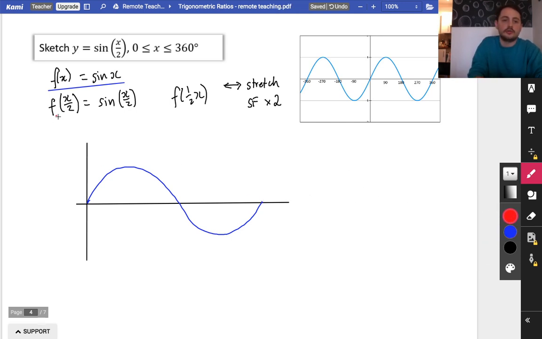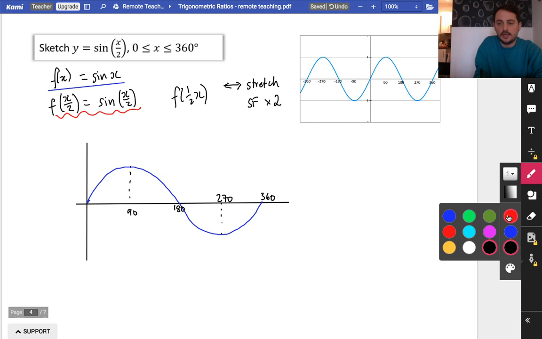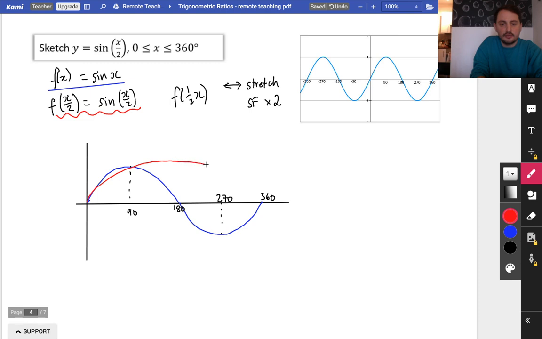And we're going to try and draw this stretched one now. So usually the peak is at 90. It crosses at 180. You have your 270 and your 360. So if we're stretching it, the peak is no longer going to be at 90. The peak is now going to be at 180. And if it crosses at 180, if you double that, because that's the scale factor, it's going to be 360. So actually, when you do this one, you get this really weird kind of shape. It just goes to 360.